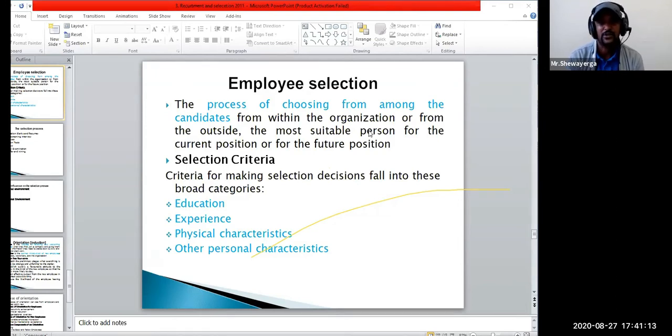The first element of human resource management, which we have seen earlier, is what? Job analysis. The second one is human resource planning. The third one is what? Recruitment. Then the fourth one is selection. So today we'll see about selection. What is selection?